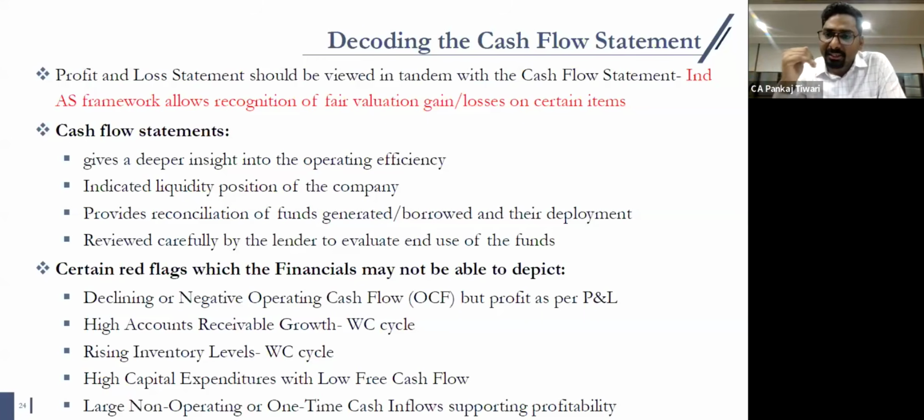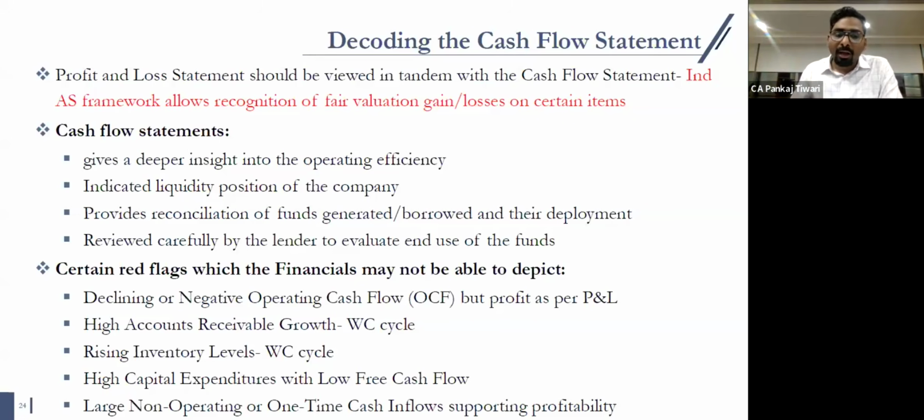Now, what are the red flags in the cash flow statement which one should look at? One is, as I said, declining net operating cash flow but profit as per the P&L account. This is simple and basic: if you have a profit in the profit or loss account and there's a negative operating cash flow, this profit has come either from your investing activity or from one-time income. That means the company is not making money from the business. So it is not a good company, so to say.